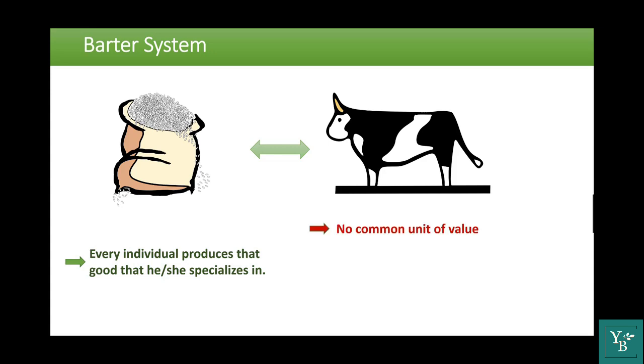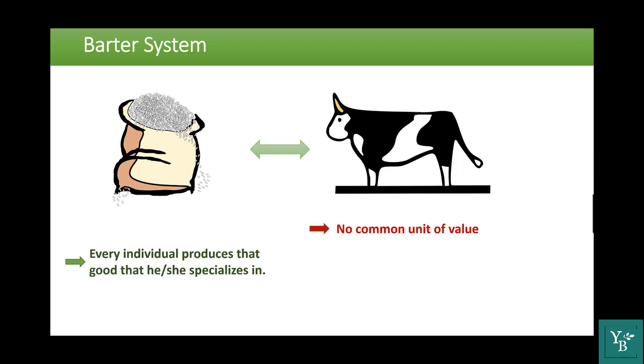So let's take a sample case to understand this. Let's say we have two individuals, A and B. A produces rice and B has herds of cattle. Now A and B decide to exchange 10 quintals of rice for one cow. Now, this valuation that one cow is the equivalent of 10 quintals of rice has been decided between A and B at that particular point of time.